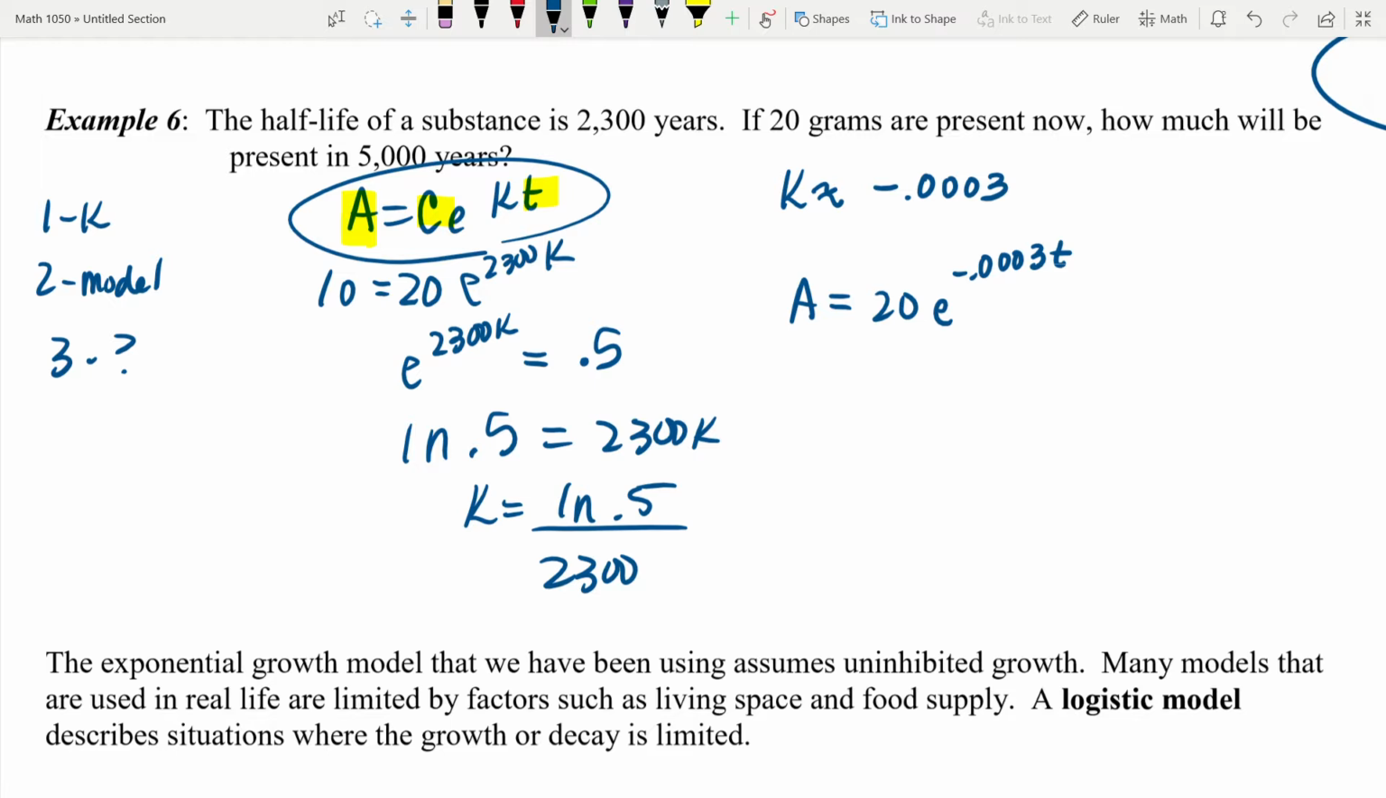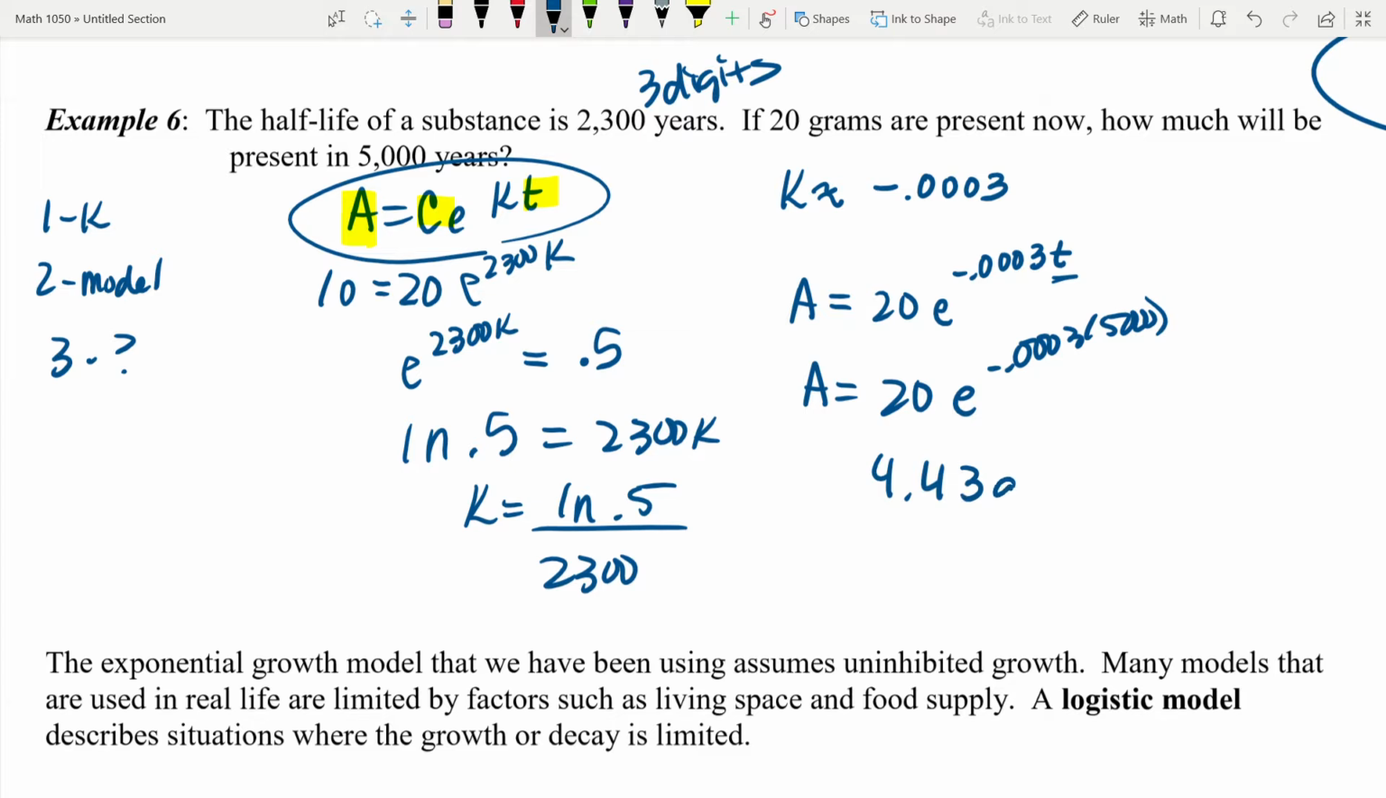Now I'm going to answer my question. How much is present after 5,000 years? You guys, if they give you the years, that's the easiest scenario because it's a calculator problem. Now, make sure you write it down. So it's 20e to the negative 0.0003 times 5,000. So everybody hit 20 second ln 5,000 memvar, enter, close it, enter, and we're going to go 3 digits, and it's going to be 4.43, and this label is in grams, and I'm done.